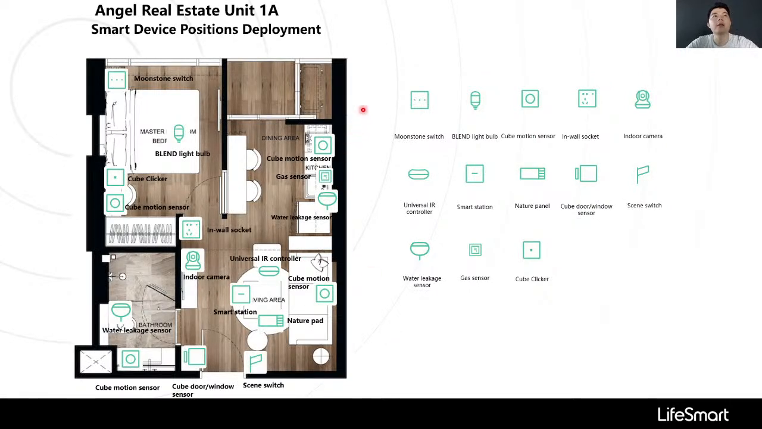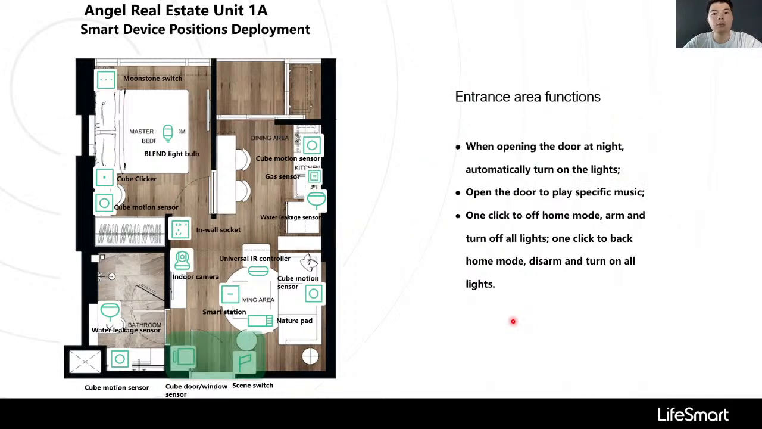Here is a case. For this apartment, this is a whole floor plan with the smart devices added on it. On the right side are graphic symbols. And we need to give an explanation to each area. First is the entrance area. Okay, you can explain the functions here.